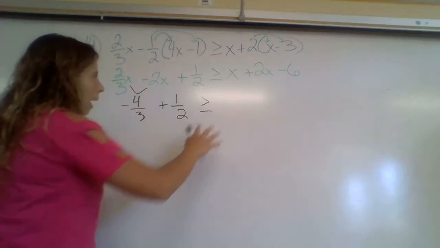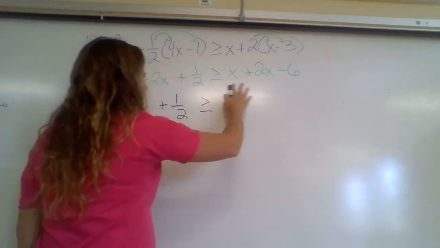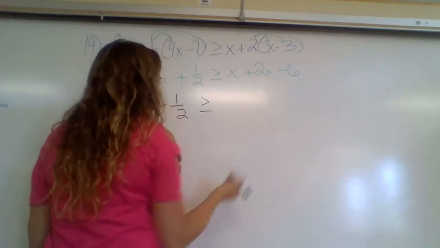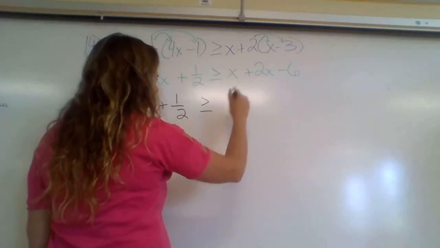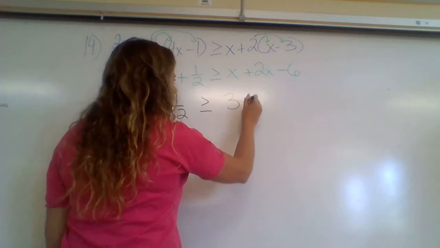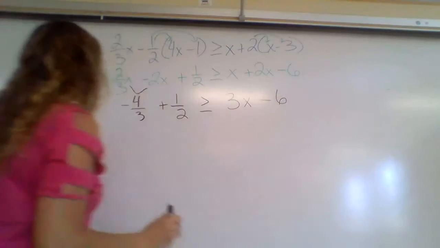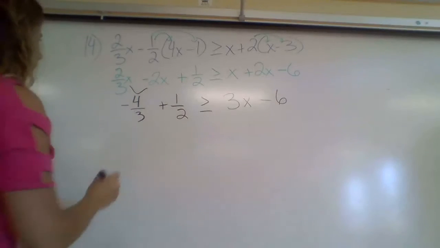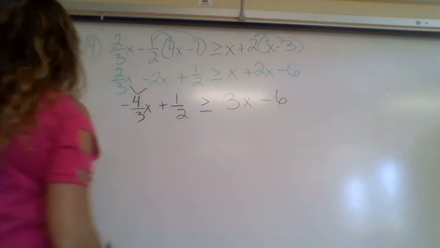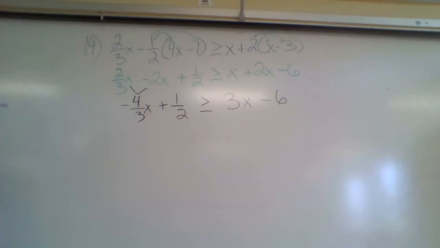And then on this side, I would also combine my like terms. What can I combine over here? Well, let's see. I can combine my x's. I have 1 apple. David has 2 apples. Look at that. We have 3 apples. And then minus 6. Oh, this is an x. Whew. Okay.